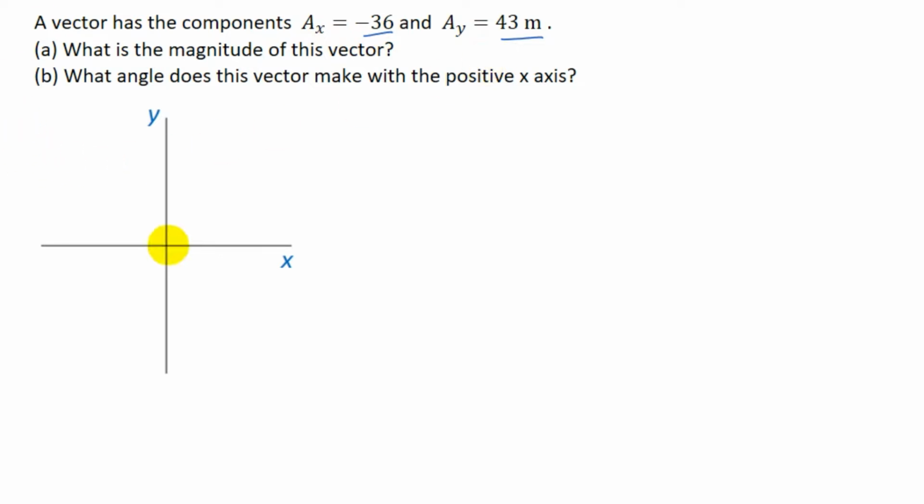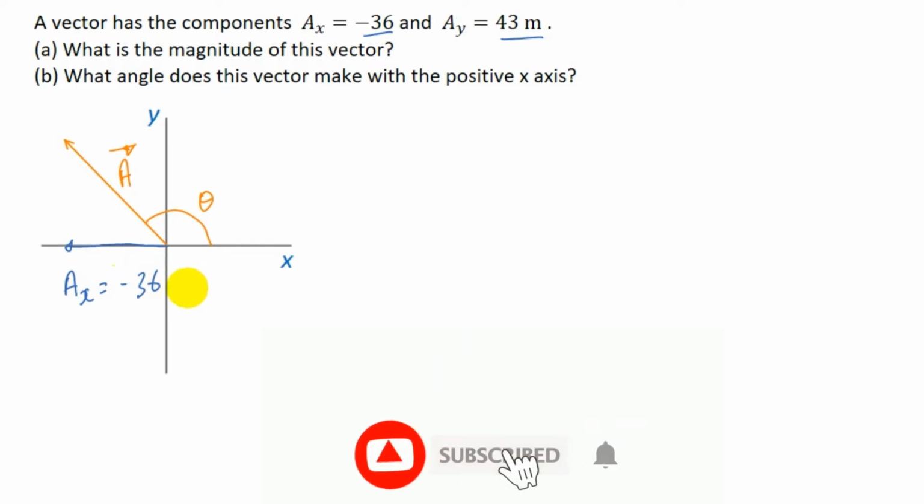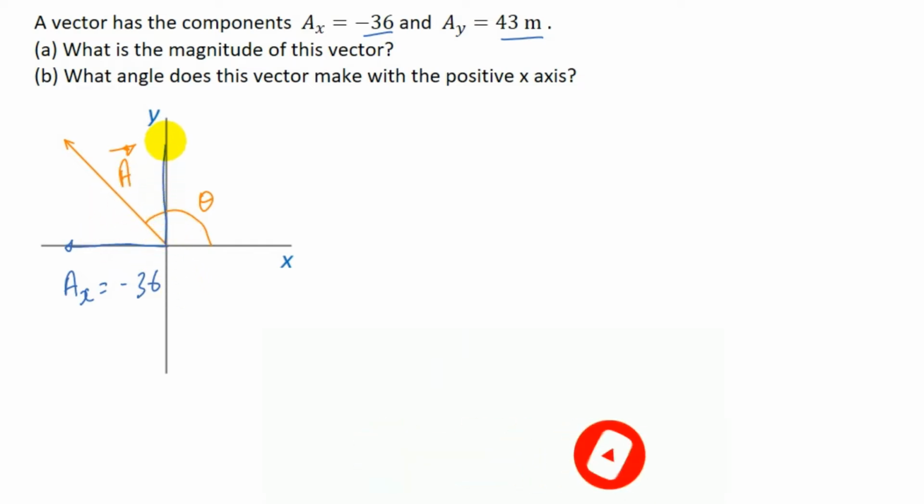Let me show it. This would be our vector A, and let this angle be theta. This theta we need to find, and its magnitude. So let me first represent the x and y components. This would be its x component, ax, which is minus 36, and this would be its y component, which is 43 meter.